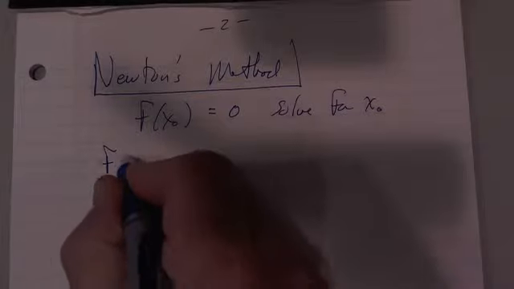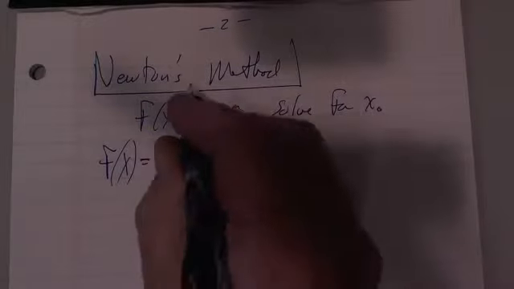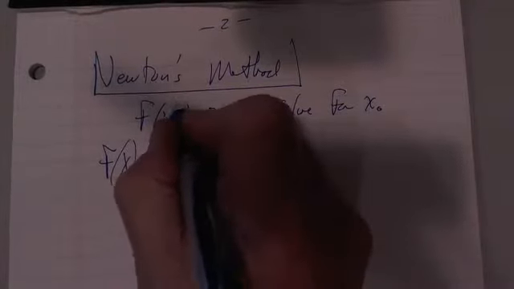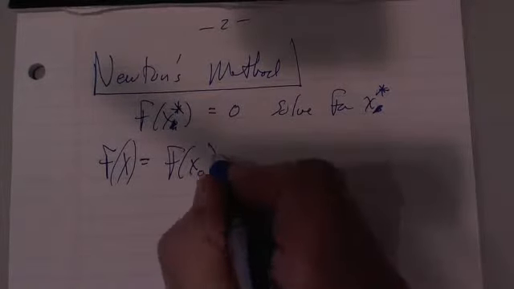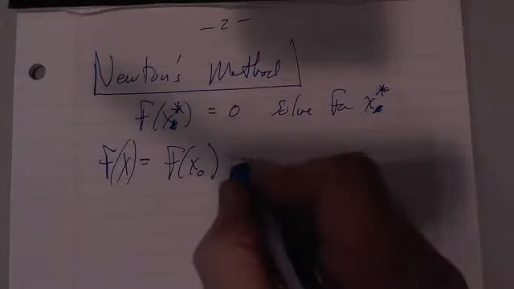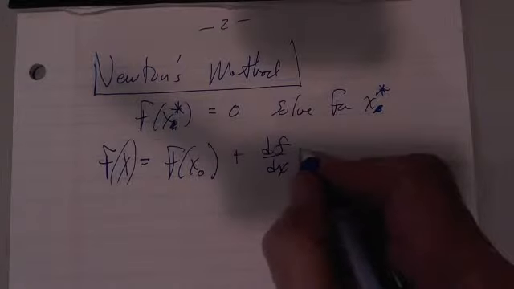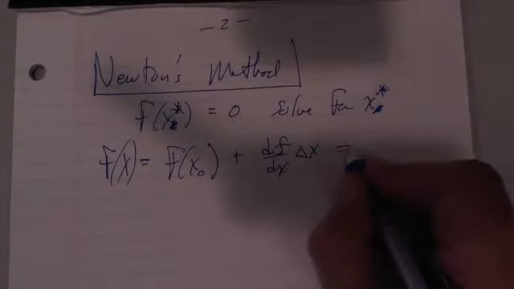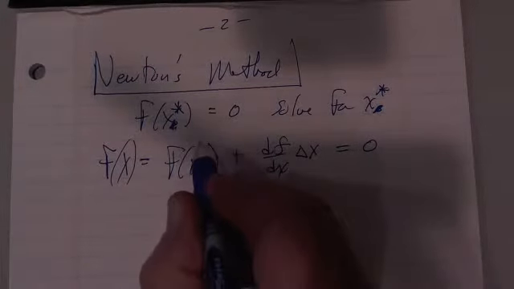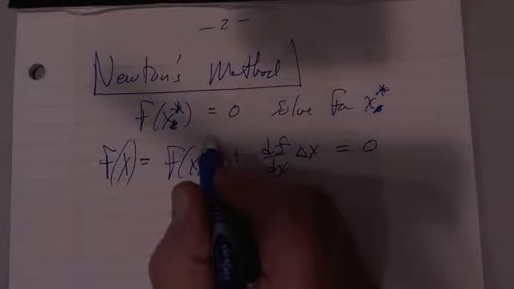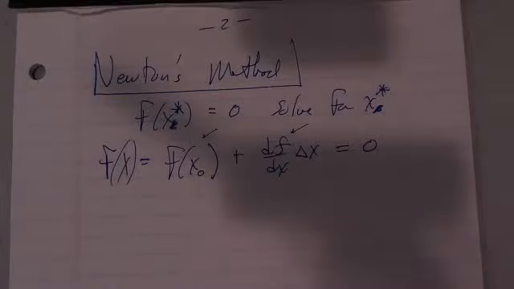So we build a Taylor expansion. We say f of x star, solve for x star, because f of x 0 is just my starting point, is equal to f of x 0 plus df dx times delta x equals 0. Now I've just said my nonlinear function over a small region that's fairly accurate is going to be a constant plus a linear function like this.